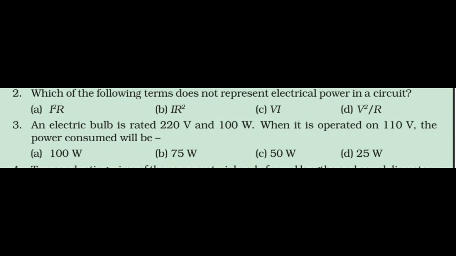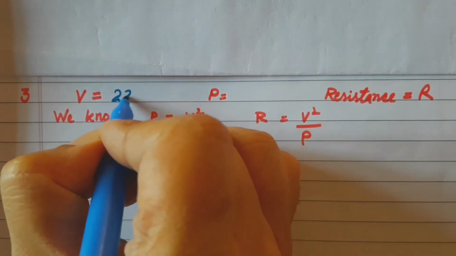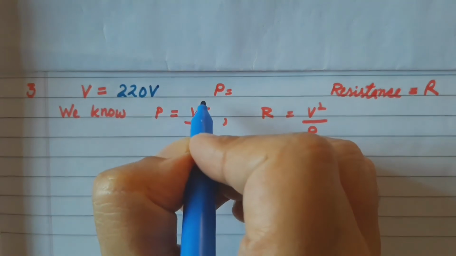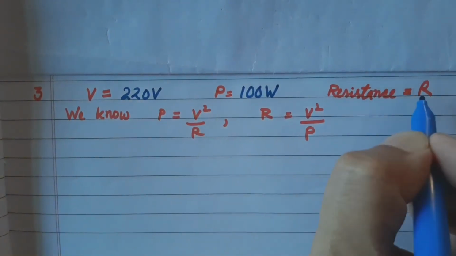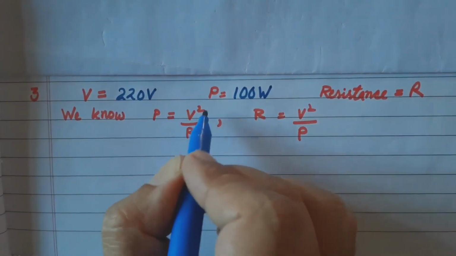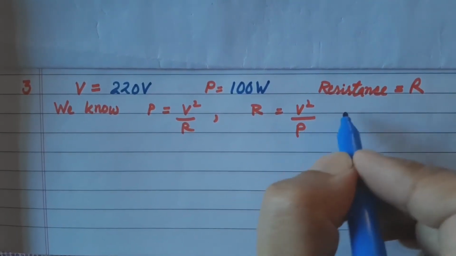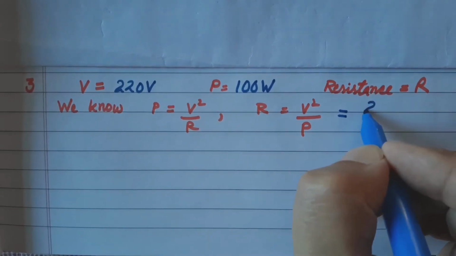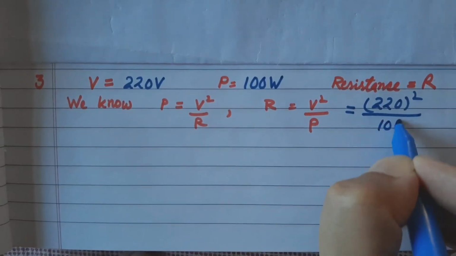Third question. An electric bulb is rated 220 volt and 100 watt. Then it is operated on 110 volt. The power consumed will be? Potential difference 220 volt, power 100 watt. Suppose resistance R. As we know, P equal to V square upon R. R can be calculated as V square upon P. Let us fill the value. Potential difference 220 square, power 100.